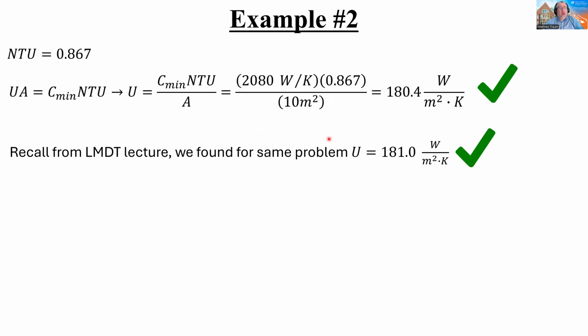Okay, when we did it with the LMTD method, we got 181. These are close enough for engineering; they're the same number. It's probably just a rounding error that causes it to be slightly different, less than 1% difference. So voila, we get the same answer.